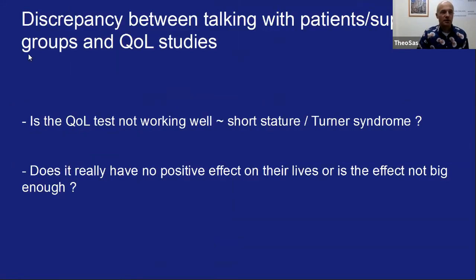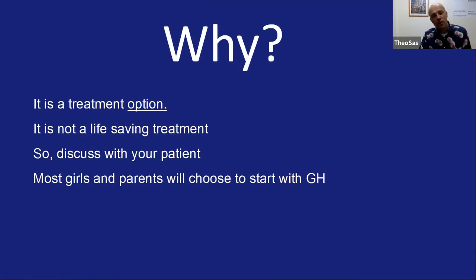And there seems to be a discrepancy between when you talk to the patients and the support groups and when you do the studies. And the question is, do quality of life tests work well for short stature or Turner syndrome? And is it really no positive effect, or is it not big enough? Or is it impossible to pick up the positive effect? So in general, I know that for most patients it seems to be beneficial, but of course you have to realize it's a treatment option. It's not a life-saving treatment. So you have, of course, always to discuss this with your patient.